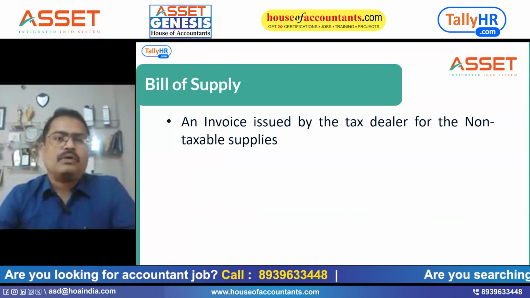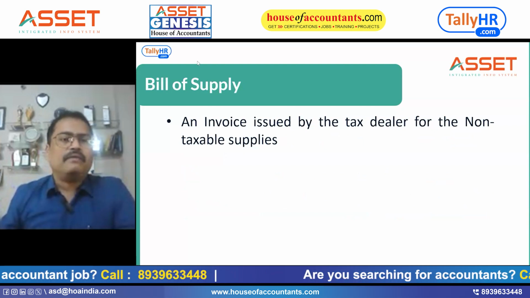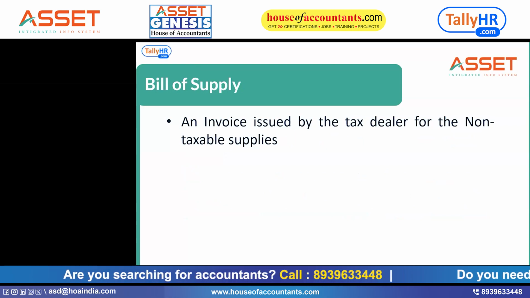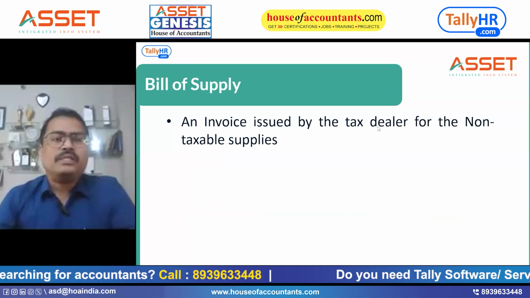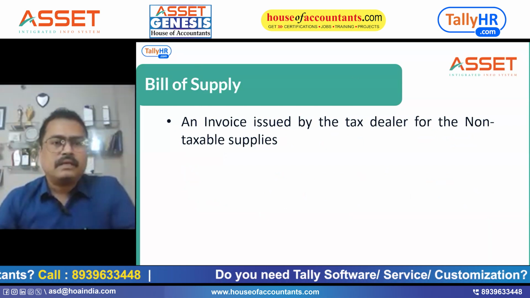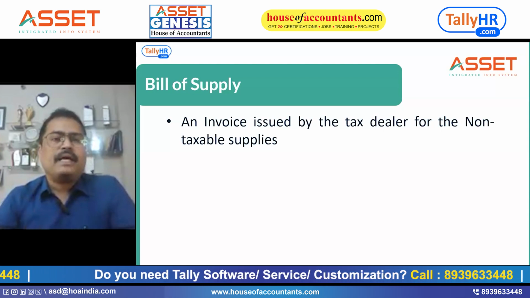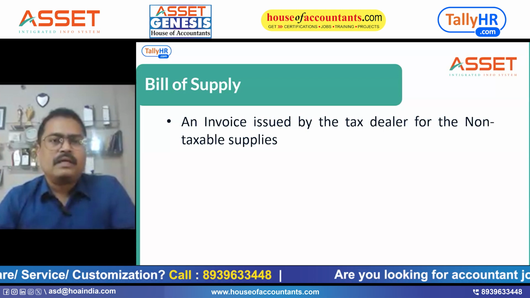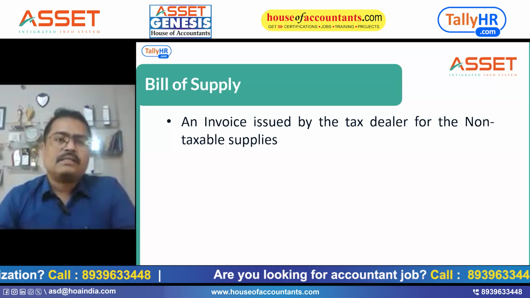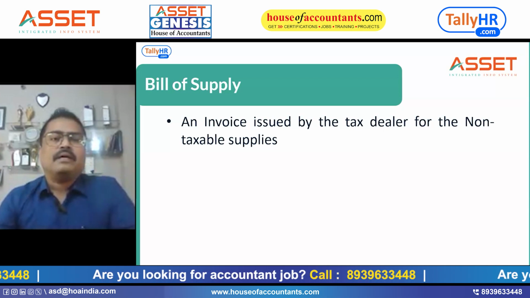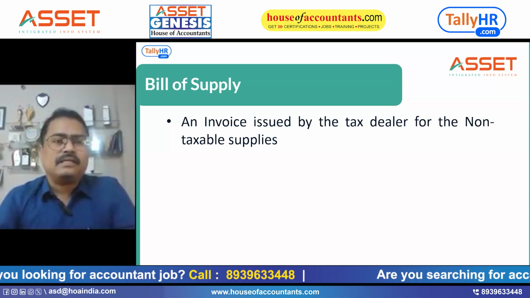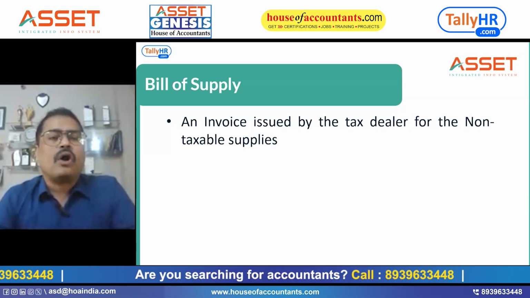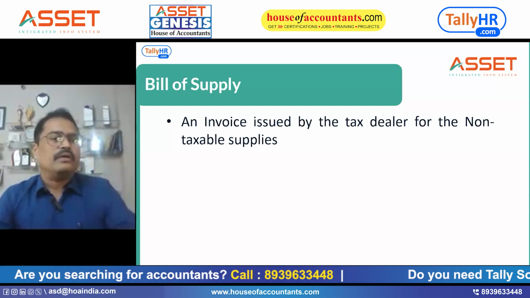Bill of supply is also an invoice, but the simple difference is, suppose a dealer who's already registered with GST is now selling goods or doing a supply which is non-taxable. So there is a difference between a taxable supply and non-taxable supply. A normal sale, we call it an invoice. If it is a taxable supply, we call it a tax invoice. At the same time, if a GST registered dealer is doing some supply to the customer, but the supply is a non-taxable supply, then he can issue a bill of supply.